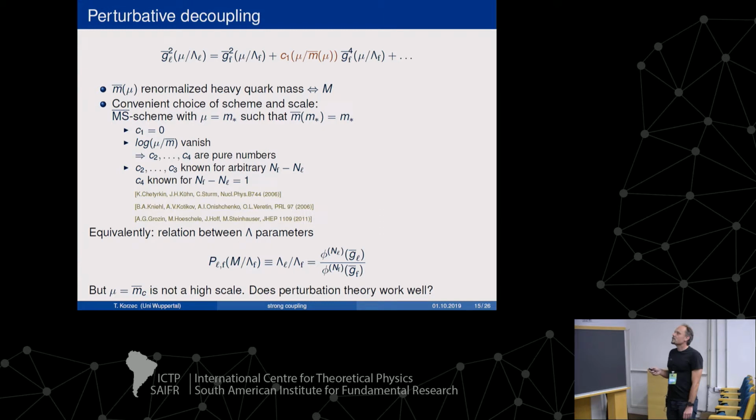If you have a relation between couplings, you can also turn it into a relation between lambda parameters, just by putting these couplings into this phi function. This gives you the lambda parameter in units of mu, but the mu is the same in the numerator and denominator, so it cancels, and this gives you a relation between lambda parameters. And this is a factor that we need to multiply onto our 3-flavor result to get to the 4-flavor and then later to the 5-flavor result. So this is really what we need to find out whether it is well described by perturbation theory or not.